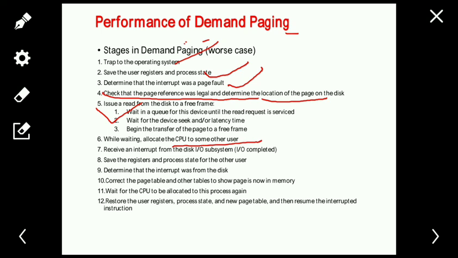In that process it allocates the CPU to another process in order to utilize the CPU more. It then receives an interrupt from the disk I/O system, saves the registers and process state of the other user, and determines that the interrupt was from the disk. It swaps the data into the main memory, corrects the page table and other tables to show the page is now in memory, restores the registers, and restarts the instruction which is newly loaded into the main memory.